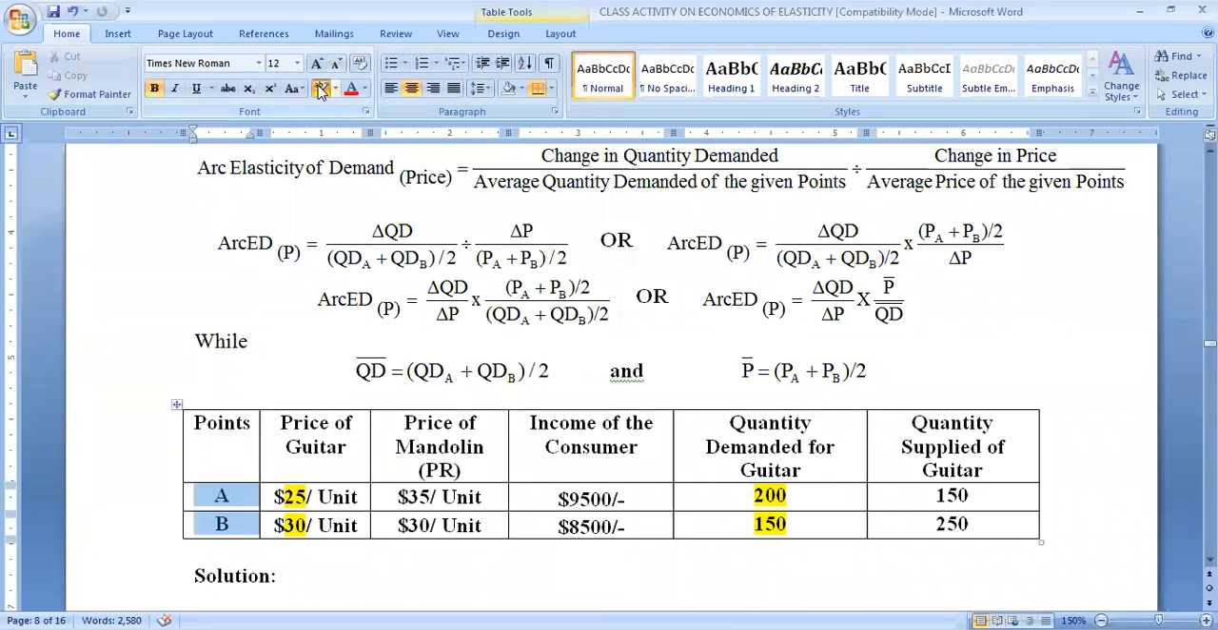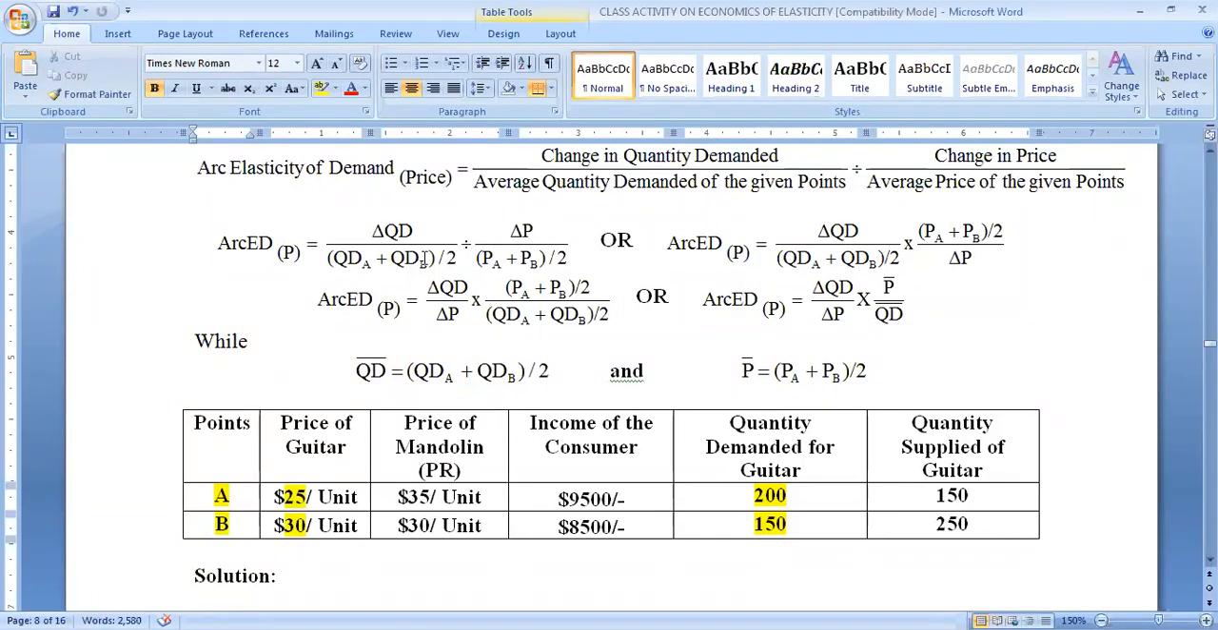That is why we are dividing the sum of the 2 quantities demanded upon 2 to obtain average quantity demanded. In the same way, the divide sign appears as it is, then change in price can be written as delta P, and average price of the given points can be written as price at point A plus price at point B, and the sum will be divided upon 2 to obtain average price of the given points.